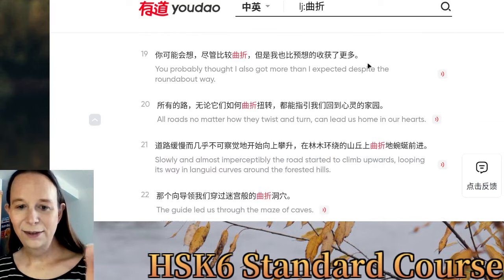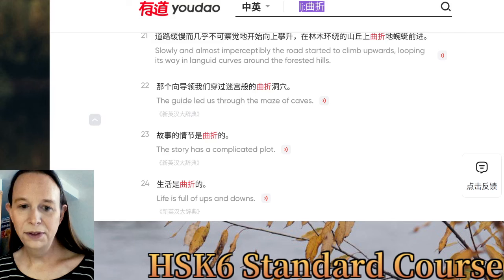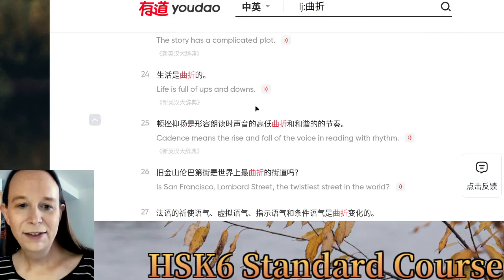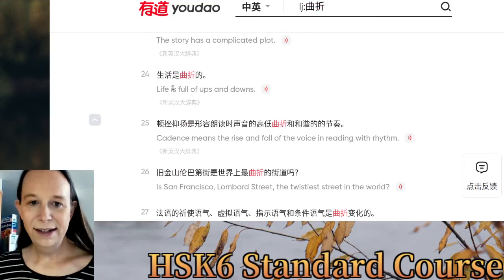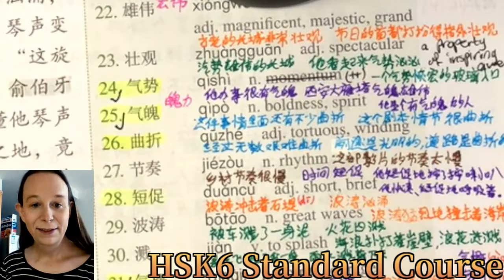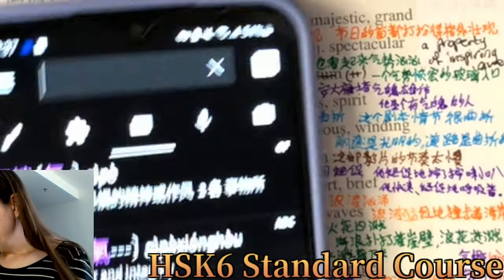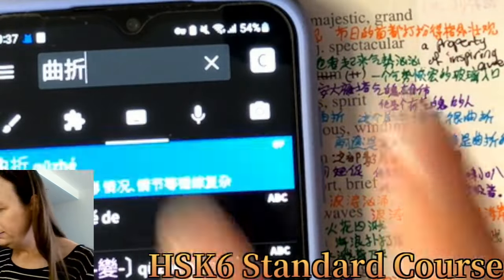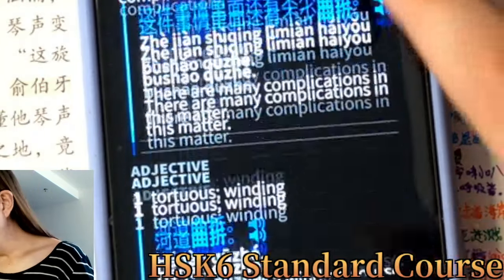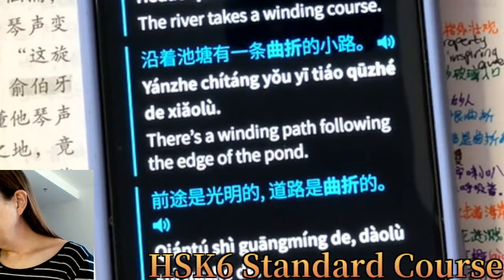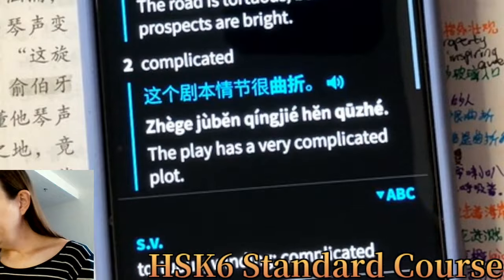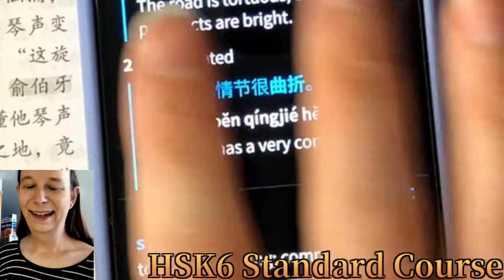So it's a road, or the twists and turns of a plot, or the twists and turns of life. 生活是曲折的, life's full of ups and downs. So I do not think tortuous is a good translation. 曲折, complications. That's not bad. Tortuous, winding. The road is tortuous. Right.